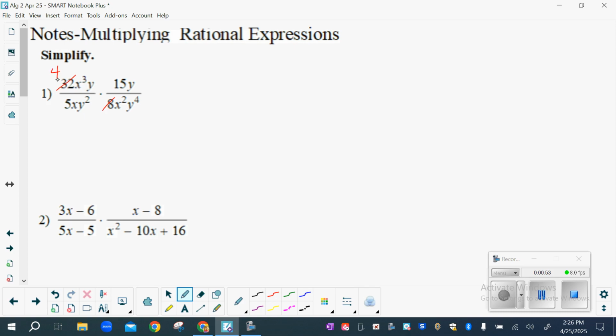So anything else that could cancel in the x cubed y and x squared y to the 4th? X squared and then y. Okay, so x squared in both of them. So x squared. And then what does this x cubed become? X. Questions on that? No. And then also a y. So this y cancels and this y to the 4th becomes? Just y to the 3rd. So now we're going to cancel the other direction.